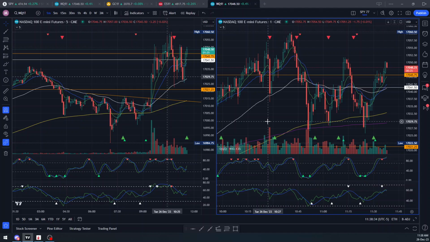Let's see if we can capture some future trades over on NQ or ES.